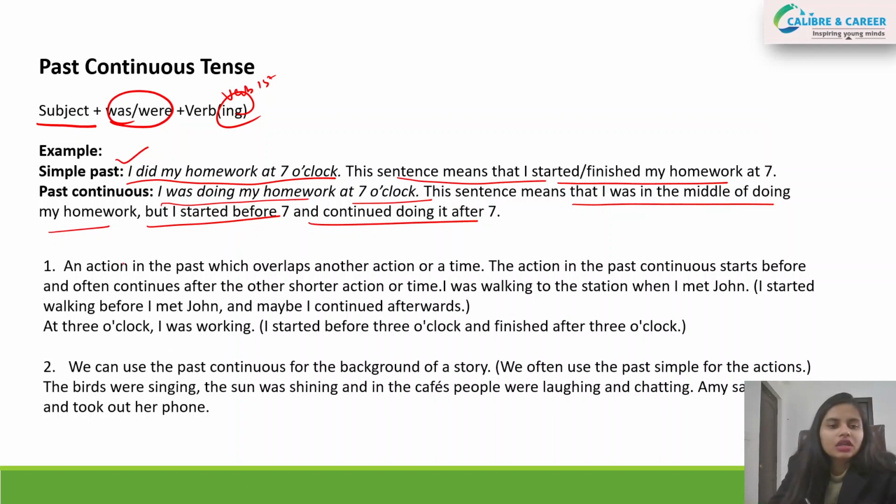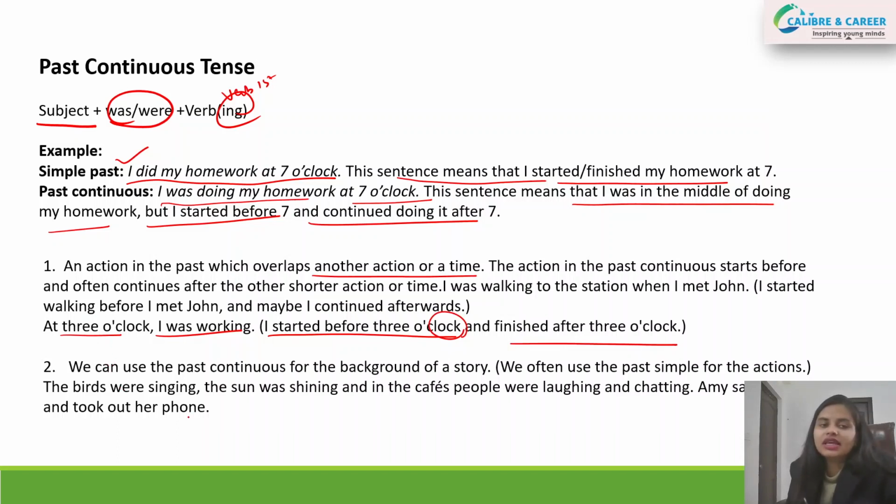All right. So let's see in which type of sentences you will use it. An action in the past which overlaps another action or time. Like, let's see this example. "At 3 o'clock I was working." I started before 3 o'clock and finished after 3 o'clock. It is not mentioning when the person has completed. It is just saying at 3 o'clock I was working. That means before 3 o'clock he was working, and now also he is working. So that is the reason, something which overlaps your action or time.